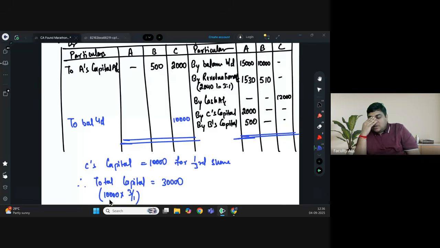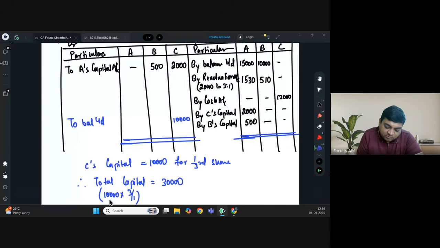Revaluation done, general reserve is not there, goodwill treatment done, partners' capital I have prepared. Now, just see properly, to balance carried down. What is the balance of C's capital? 10,000. So C's capital is how much? 10,000. For how much share? 1/3 share.